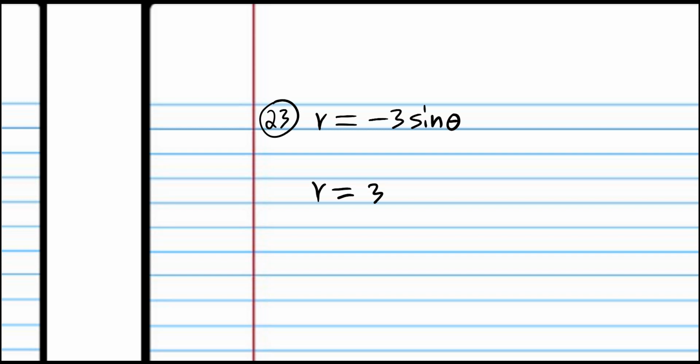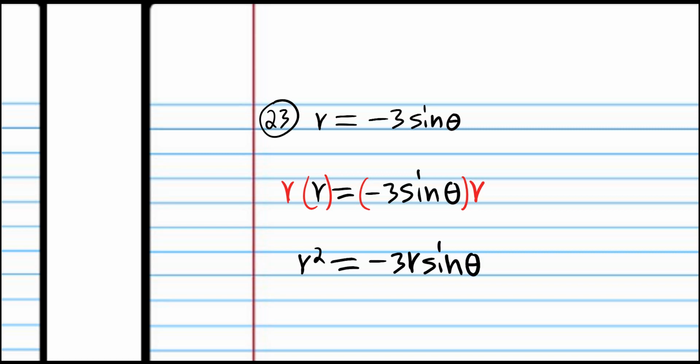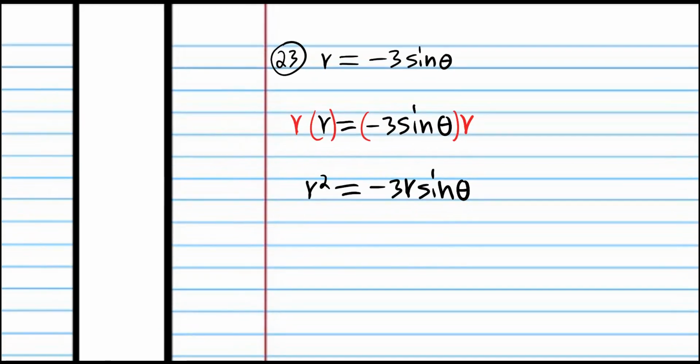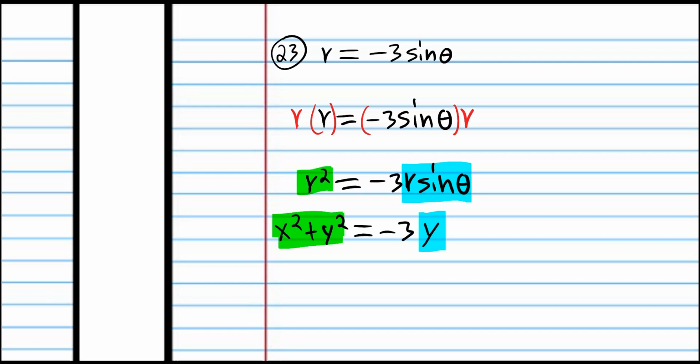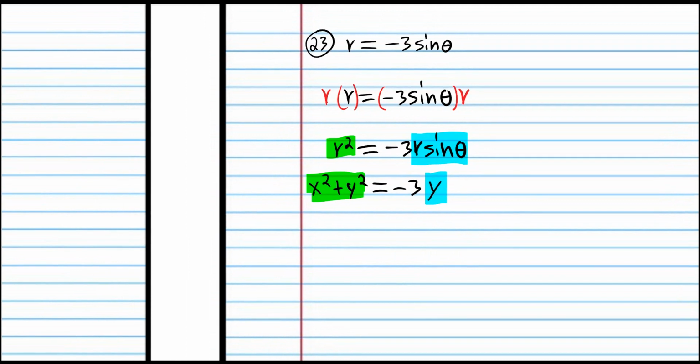Okay, we're back. So I'm going to multiply both sides of the equation by r, and we get r squared is equal to negative 3r sine theta. Now if you look at your equations, our tools that we're using today, r squared is equal to x squared plus y squared, and r times sine theta is equal to y. So that expression became y, and r squared became x squared plus y squared. So at that point, we're done.